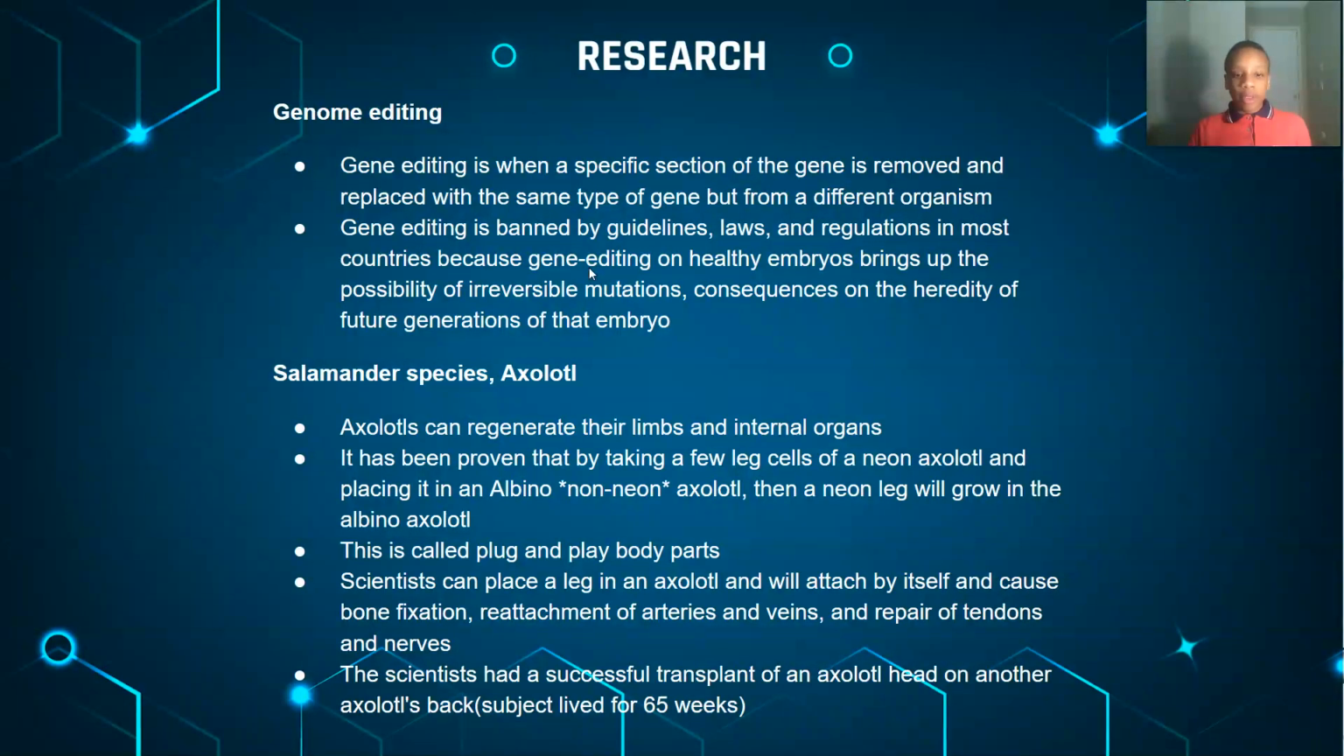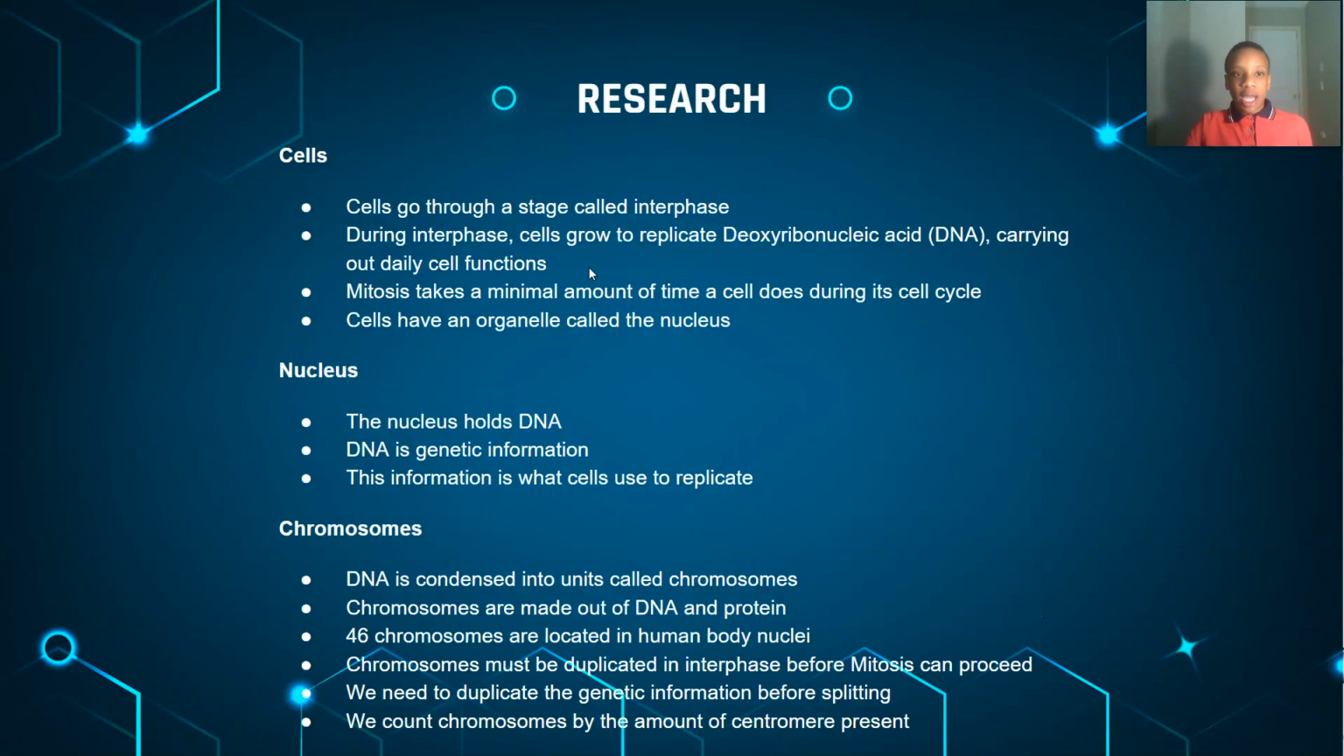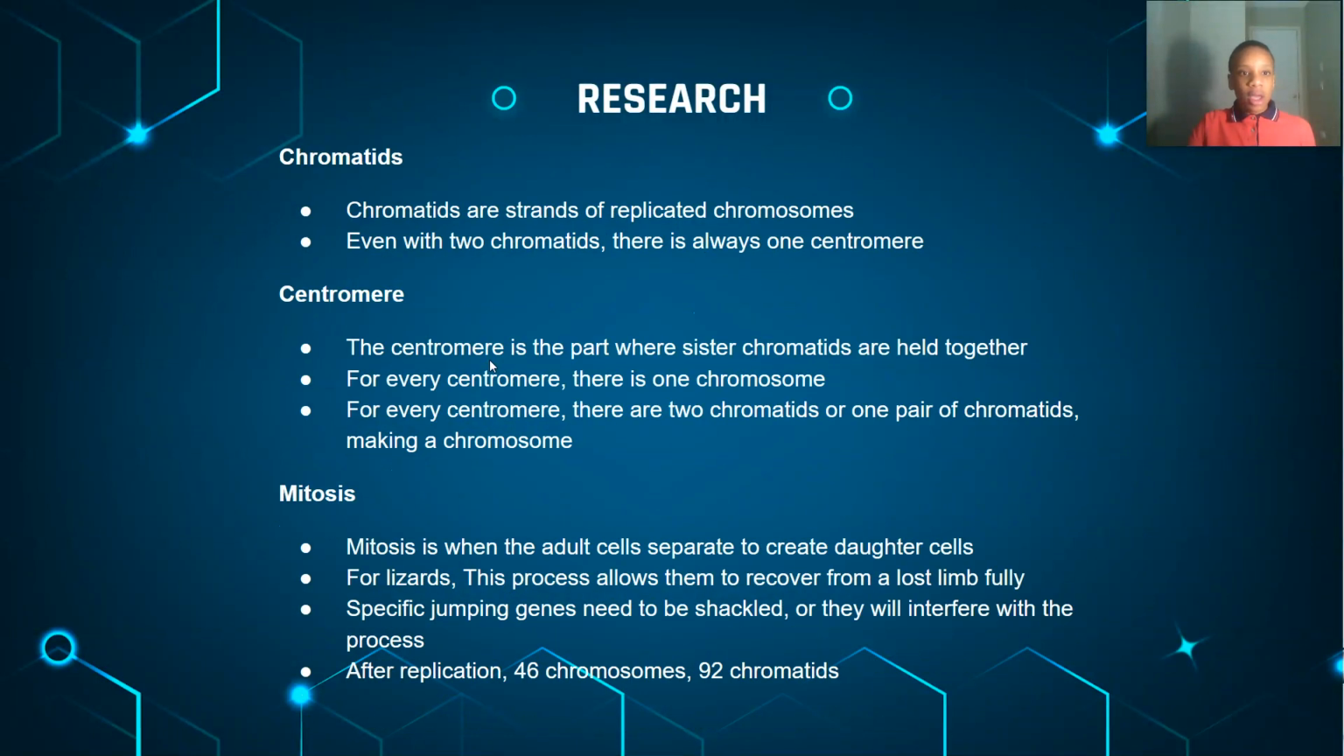I also did some more research on the salamander species known as the axolotls, the basic building blocks of life known as the cells, and one of their components known as the nucleus. DNA from the nucleus is condensed into units called chromosomes. There are 46 chromosomes located in human body nuclei. Chromosomes must be duplicated in interphase before mitosis can proceed. We count the chromosomes by the amount of centromeres present.